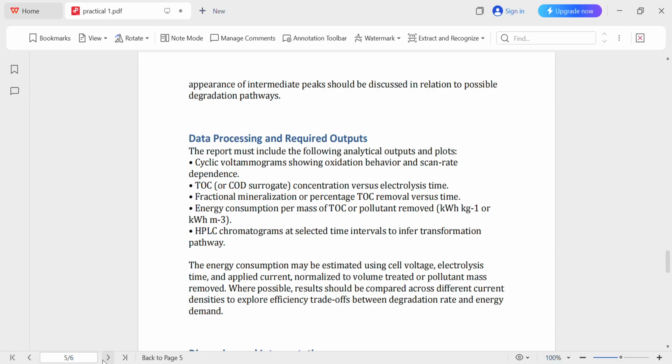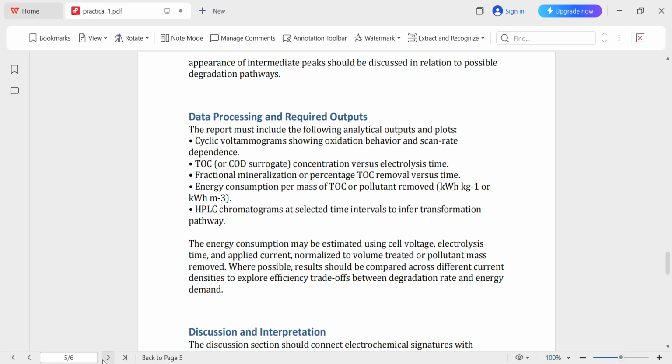HPLC chromatogram at the selected time interval to infer transformation pathway means include the HPLC graph showing the pollutants and its intermediates. These graphs help understand how the pollutants break down step by step.